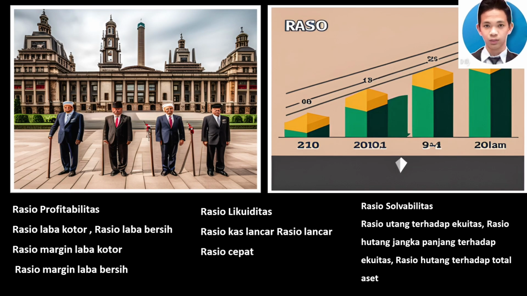Profitability ratios. Gross profit ratio. Net profit ratio. Gross profit margin ratio. Net profit margin ratio. Liquidity ratios. Current ratio. Quick ratio. Solvency ratios. Debt to equity ratio. Long-term debt to equity ratio. Debt to total assets ratio.